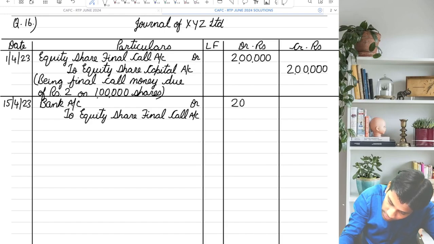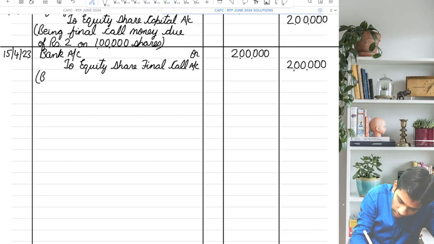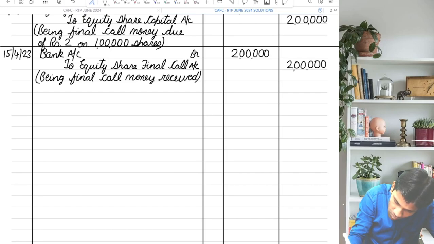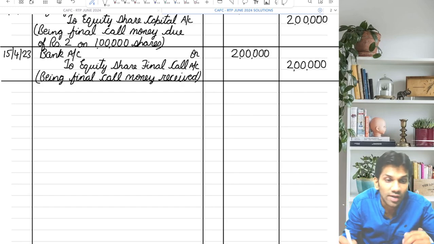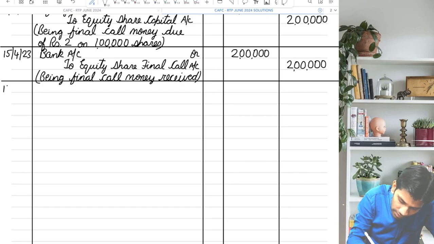The amount will be 2 lakhs. Being final call money received. Done. So we have declared final call. We have received final call. Now we are going to declare bonus shares. Date will be same, 15th April 23.